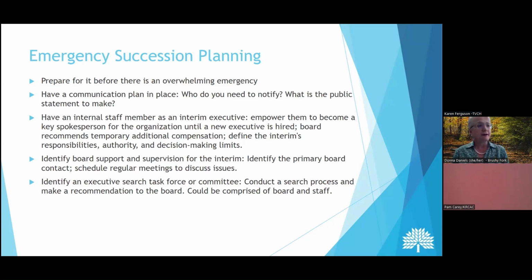And then identify an executive search task force or committee, so that you can start that full-time search process, conduct it, and make a recommendation to the board as quickly as you can. This search committee can comprise just board members, or it can be board and staff, depending on how you want to structure that as a board. And the board should make that decision as well, if it's not written into the emergency succession plan already. So you could have that written in if you want.